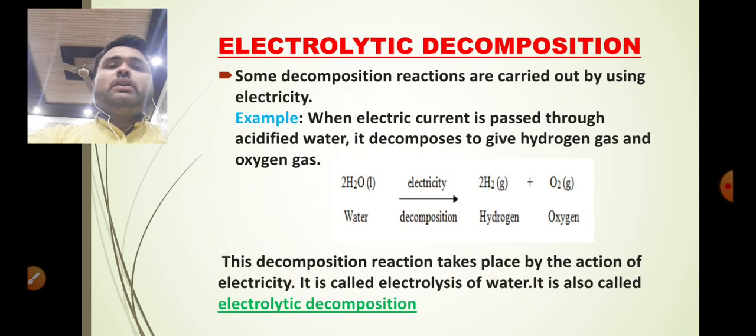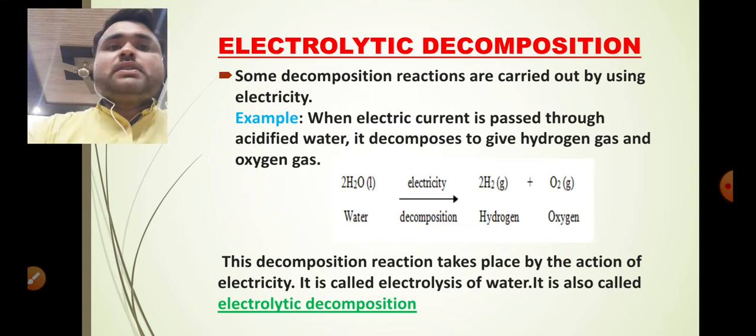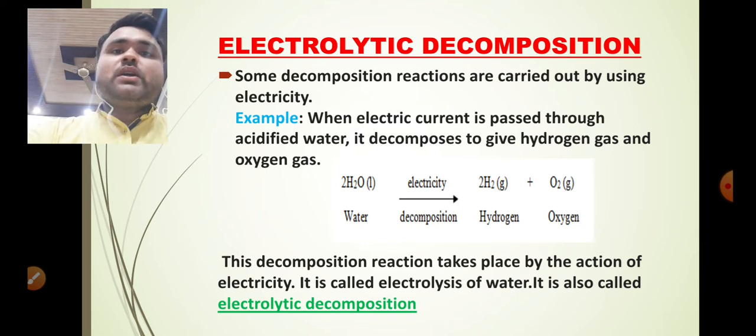Now we come to another type of decomposition reaction, that is electrolytic decomposition reaction. Electrolytic decomposition reactions are those reactions in which the decomposition is carried out with the help of electricity. For example, during electrolysis of water. What is electrolysis of water?